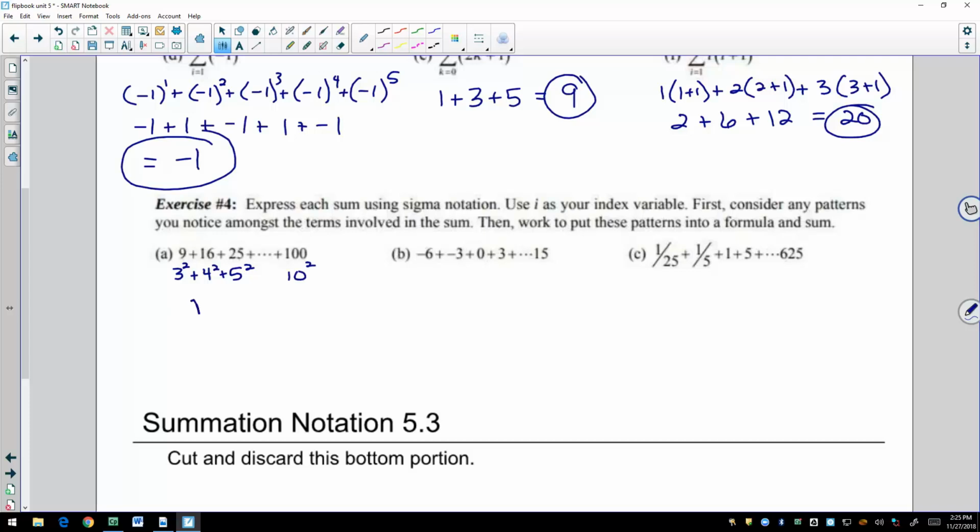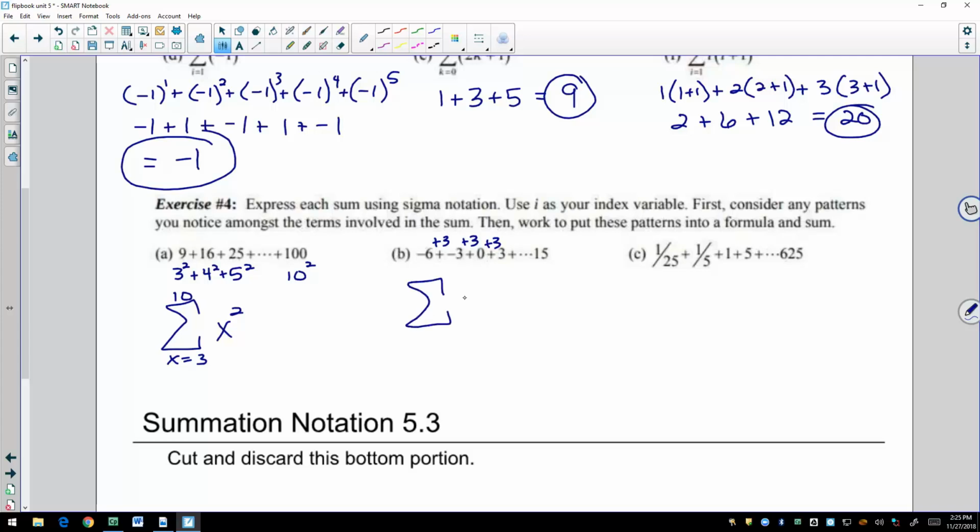So therefore, my summation, you get to pick your variable. I'm going to pick x this time. My first variable I would plug in is 3. The last one I plugged in was 10, and I was squaring all of them. So I'm going to have x squared. The next one's a little tricky. You will notice that you're adding 3 each time that you go from one number to the next. But you got to be careful because we want to start at negative 6.